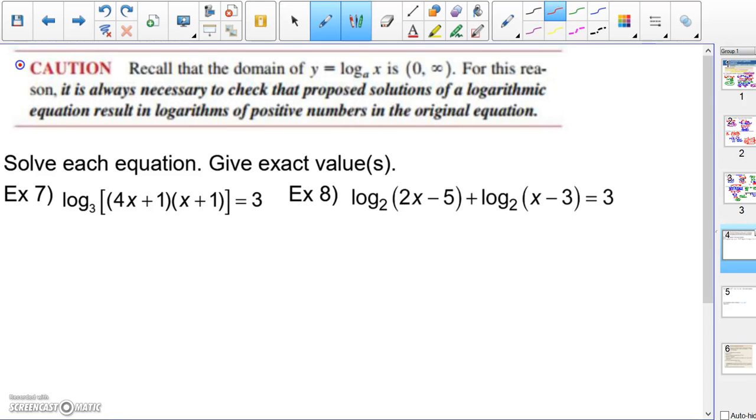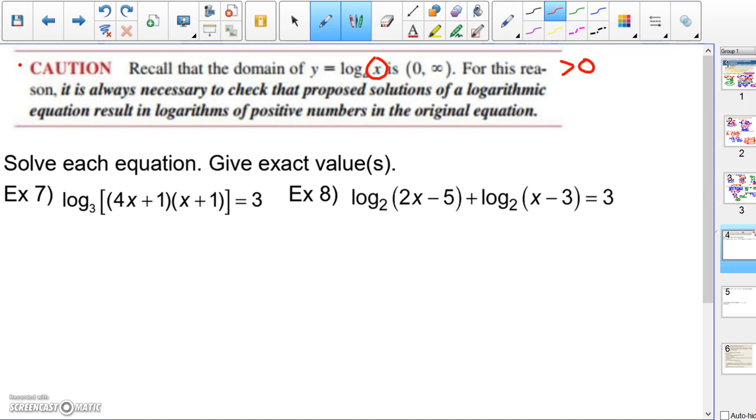They start us off here with a word of caution, and we've already talked about it. It's talking about the domain of log base a of x being 0 to infinity. They're just telling you to make sure that this is greater than 0. So make sure you check that. Solve each equation, give the exact value or values.